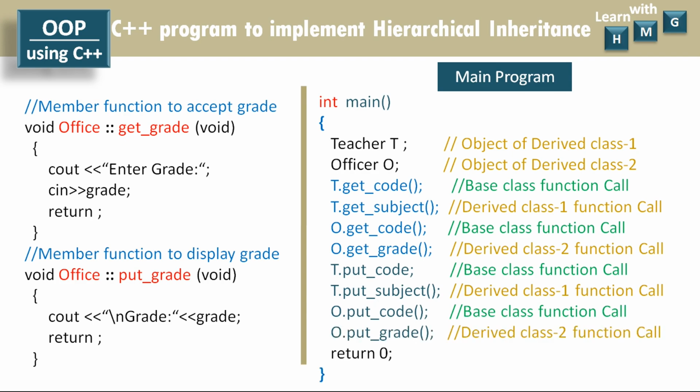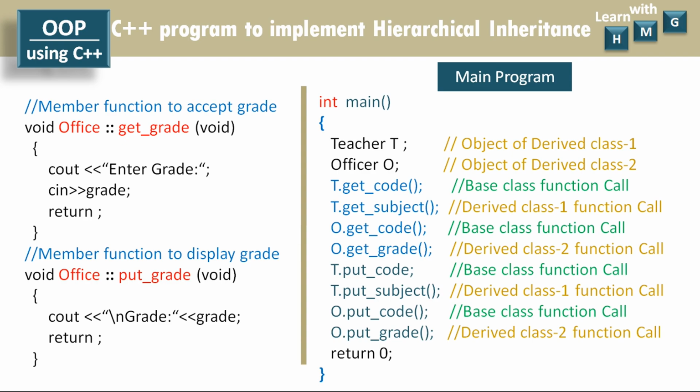In this way, this is the simple main function in which we have created 2 objects, one object for each derived class, that is the object of teacher and the object of officer, t and o. Using t, we called the member functions of the base class plus the member functions of derived class 1, while using the o object we have called the member functions of the base class plus the member functions of the officer class. In this way, hierarchical inheritance can be implemented.